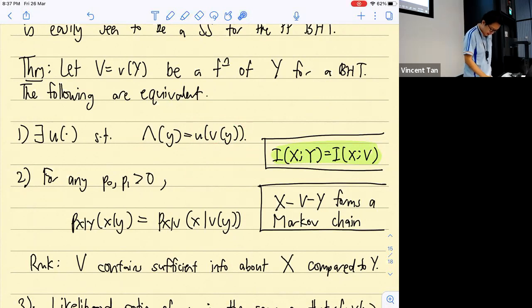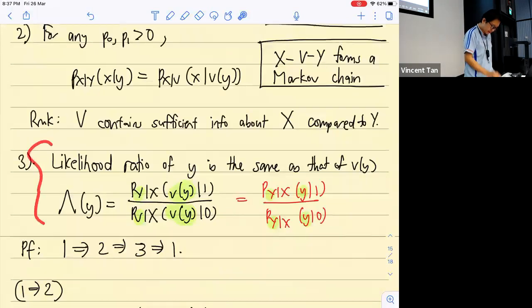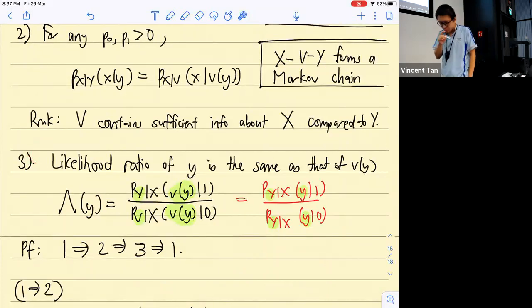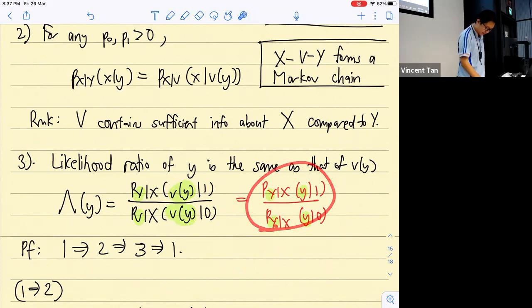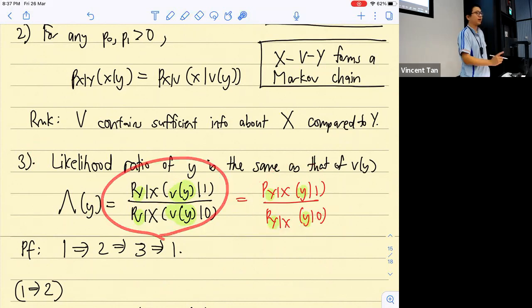Now, another way of saying this is this remark here. V contains sufficient information about x compared to y. So whatever information y can tell me about the hypothesis x, v can tell me the same information. So mutual information is preserved. The third way is that the likelihood ratio of y is the same as that of V(y). So that is the likelihood ratio of y here, and it can be the same as the likelihood ratio of V(y).